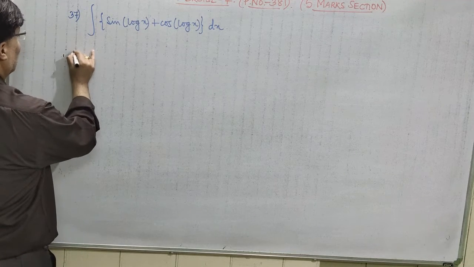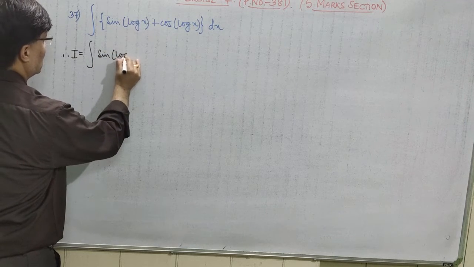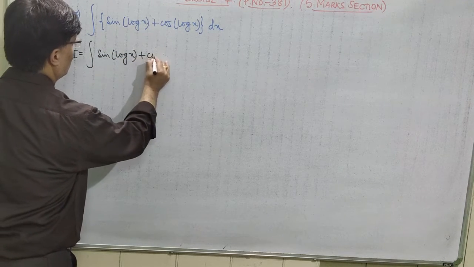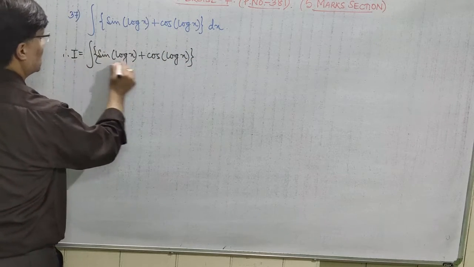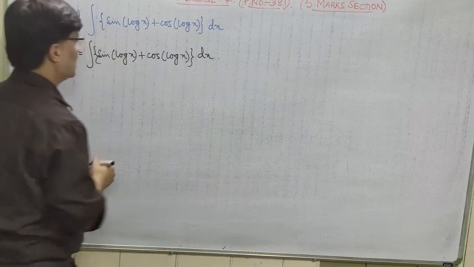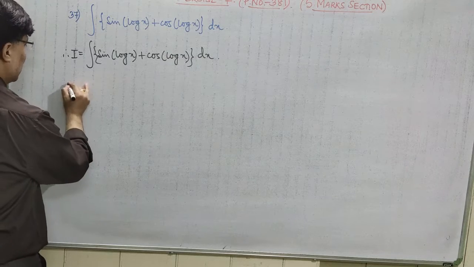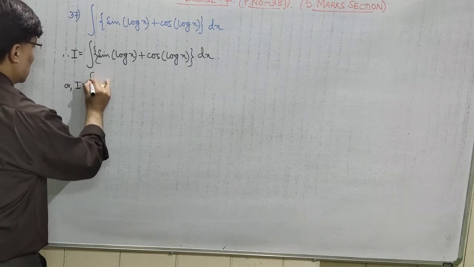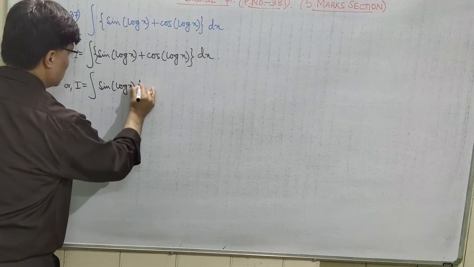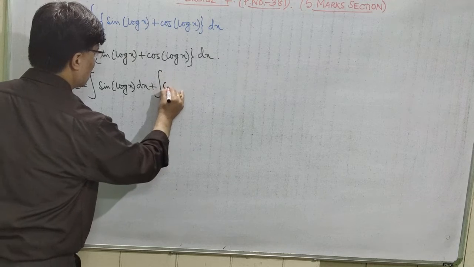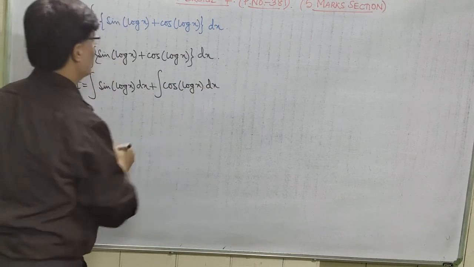So first of all, let us write I is equal to integration of, this is sine of log x plus cos of log x. Both are within second bracket. Then what do we write? Dx there. Okay. So let us first separate them. I is equal to integration of sine of log x dx plus integration of cos of log x dx.